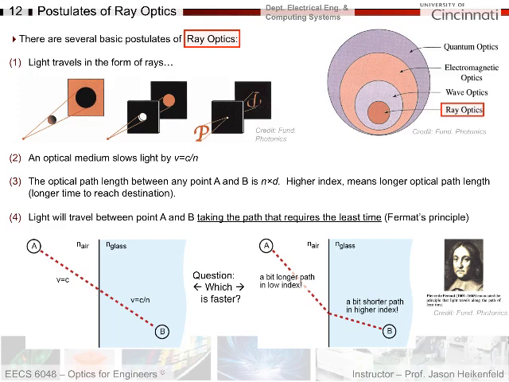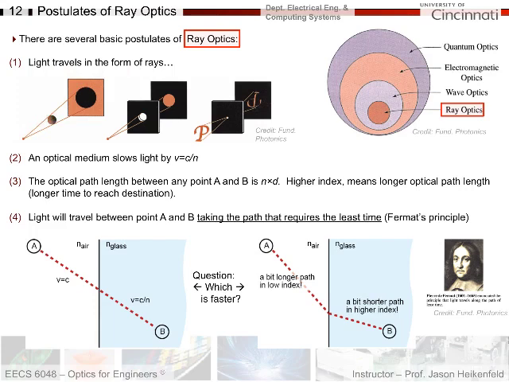Now, let's take a step back and look a little bit at ray optics and simplify things down a little bit, and then we'll come back and we'll start seeing refractive index come back in. And so there's a couple postulates of ray optics, which is the simplest form of all the different ways to interpret optics. The first postulate is that light travels in the form of rays. That's easy.